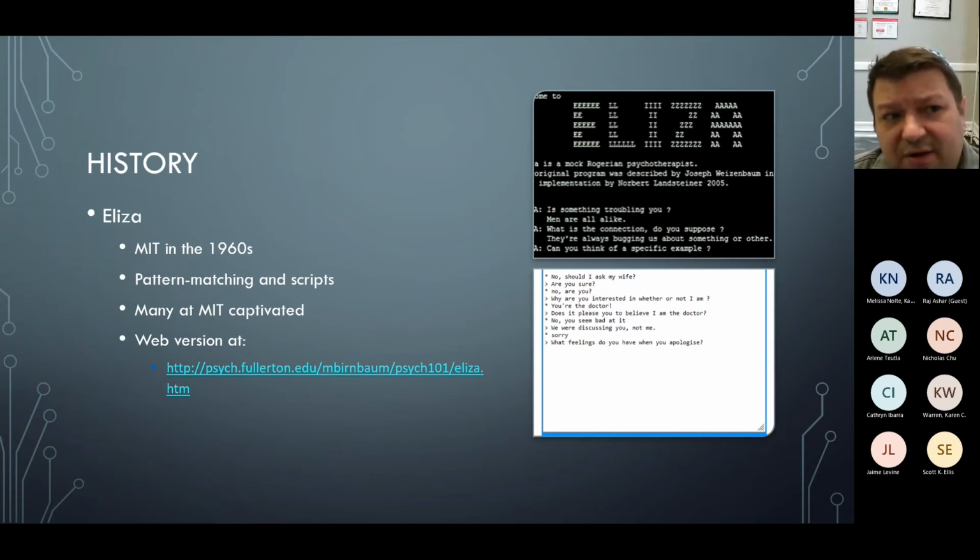We talked a little bit about kinds of AI, so I want to turn a little bit to some history. Eliza was probably the first chatbot. It was a conversational chatbot developed by Joseph Weizenbaum at MIT during the mid-1960s. It was not very sophisticated by today's standards, used pretty simple pattern matching and scripts to interact. Many people at MIT who had access to it were captivated by it and would spend hours talking to it.